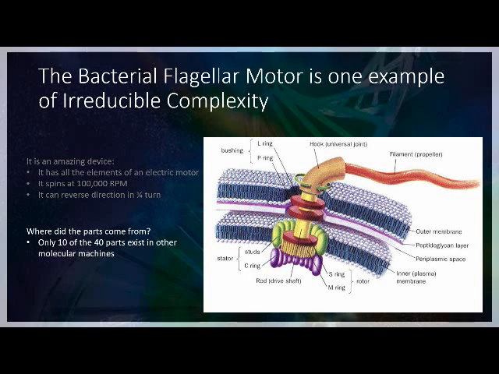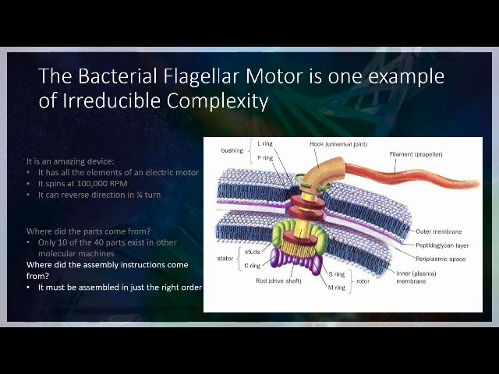And if you had all the parts available, where did the assembly instructions come from? Because this is assembled in the cell, assembled in just the right order. If you don't assemble it in the right order, it doesn't work. Kind of like things we put together in our garage or shop. You've got to assemble it just the right way in order for it to function.